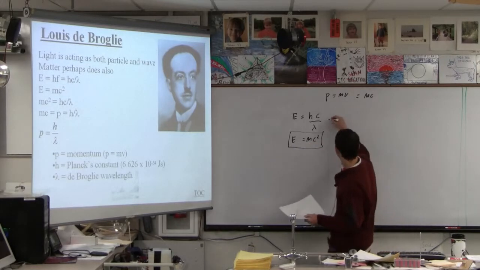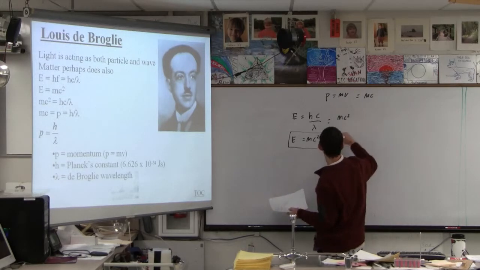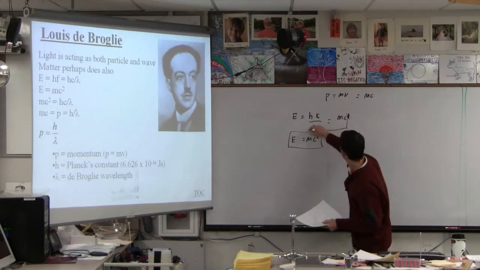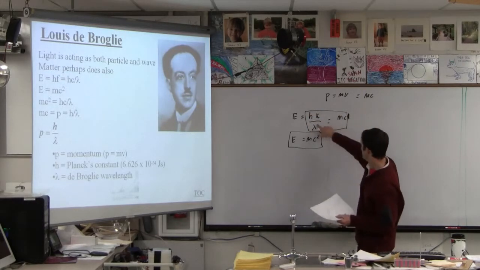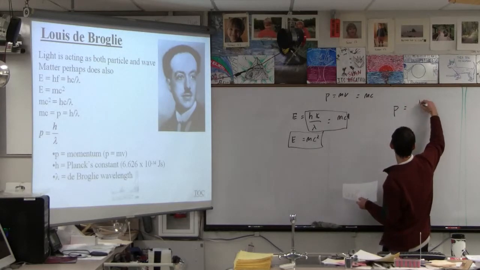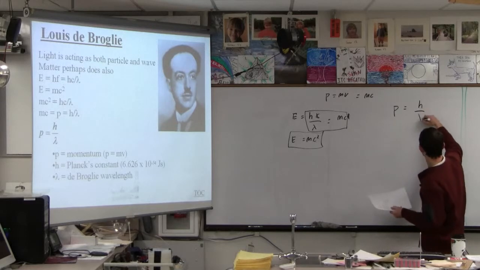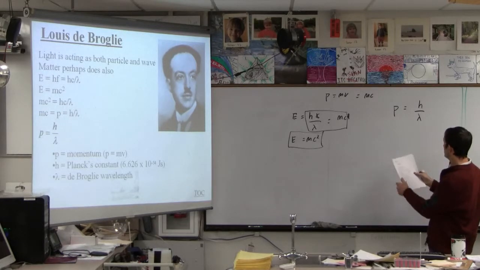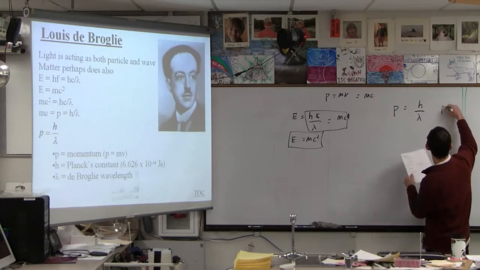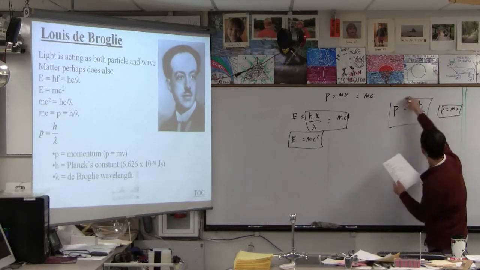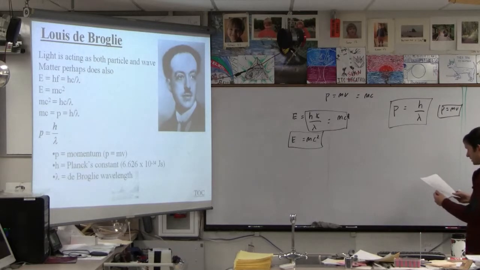So all you have to do is set these equal, hc over lambda equals mc squared, cancel one of your m's, and you've got momentum equals h over lambda. So that is the de Broglie wave equation: momentum is Planck's constant over lambda, and they've got that right there, okay? And then the momentum of a particle is also mv, right? So these are two formulas that we can use.